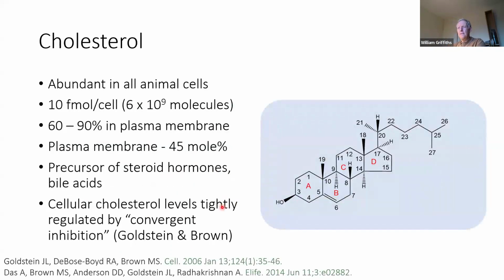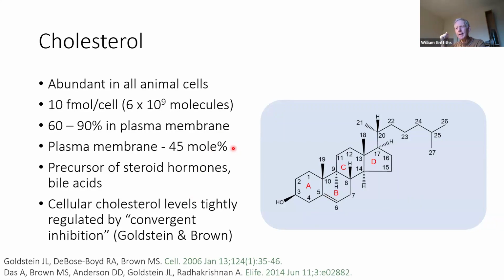Okay. So a few words about cholesterol itself. So here's the molecule. It's abundant in all animal cells, 10 femtomoles per cell. That's about 6 times 10 to the 9 molecules. Most of the cholesterol in a cell is actually in the plasma membrane, where it can make up about 45 mole%. So it really is abundant, and it's mostly in that plasma membrane. And cholesterol metabolism can lead to steroid hormones and the bile acids.